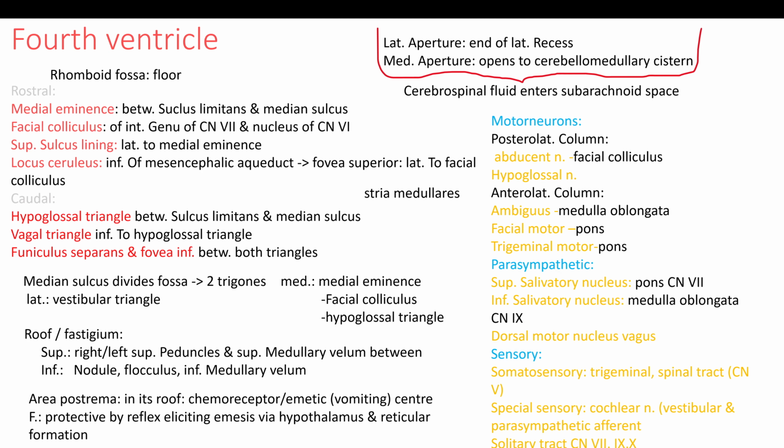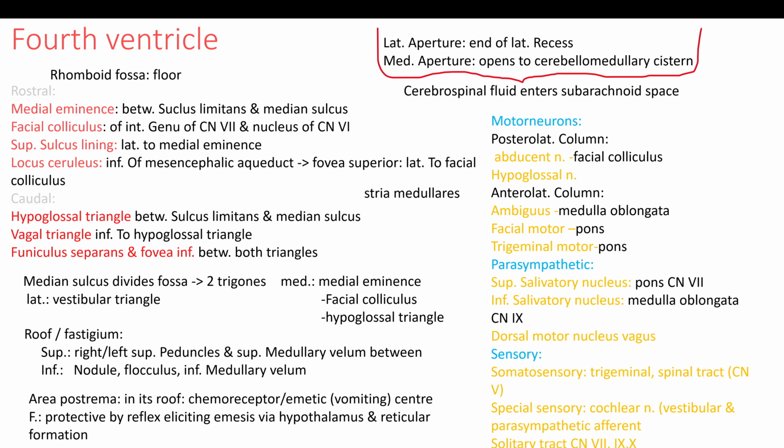Now we have the last column, the fourth ventricle. It is dorsal to the pons and the upper part of the medulla oblongata, ventral to the cerebellum, consisting of two parts. First we have the floor, the rhomboid fossa. It's diamond shaped, divided into two parts by the stria medullaris.